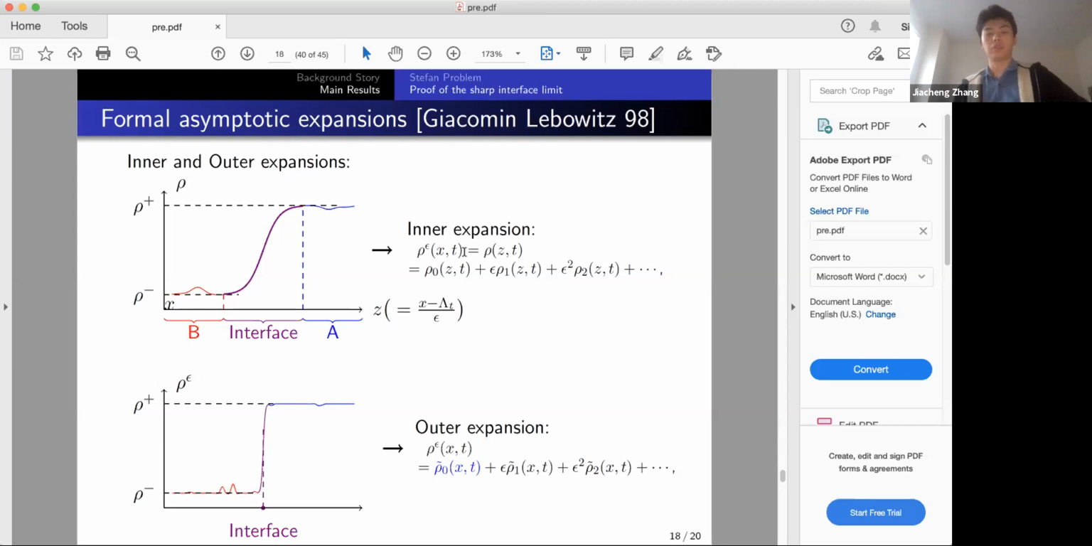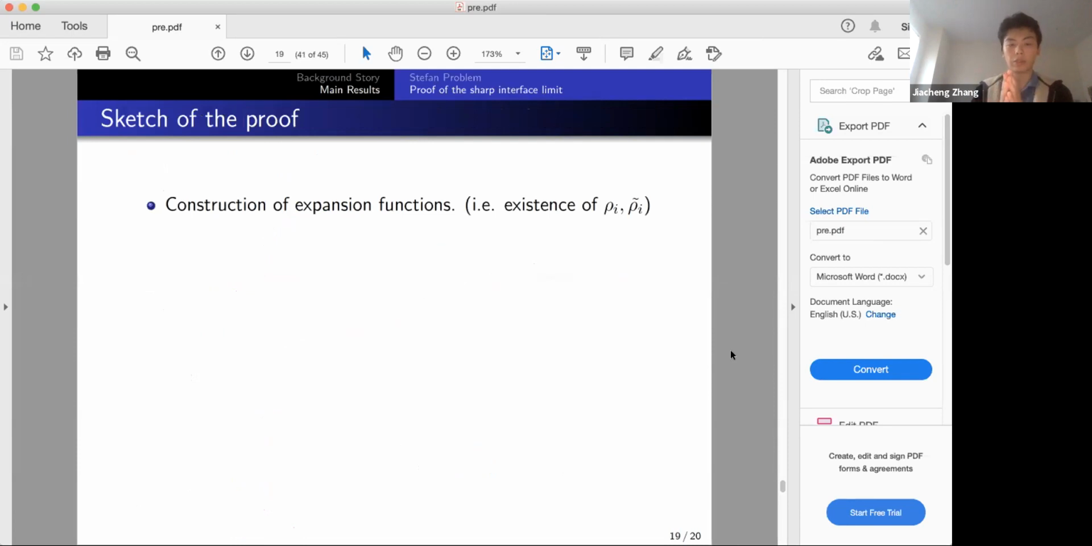Okay, so to give a very quick sketch of our proof, again, I want to mention that this inner expansion and outer expansion are constructed from rho 0 and rho epsilon and also rho tilde 0, rho tilde 1, and rho tilde 2. Therefore, the first step of our proof would be the construction of such expansion functions, in the sense of how we can rigorously construct the inner expansion and the outer expansion, in the sense of the existence of rho i and rho tilde i.